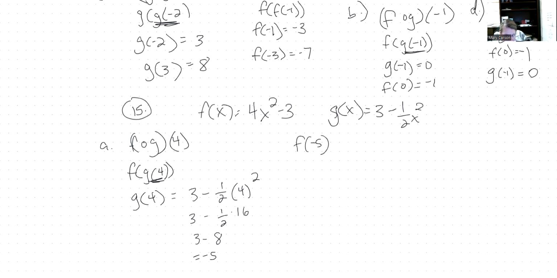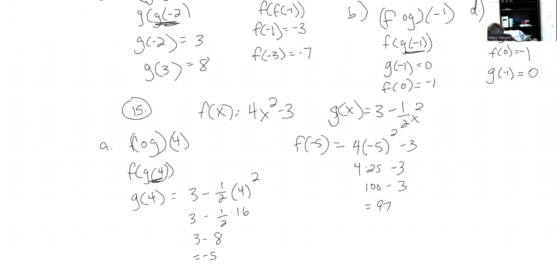So we're doing f now, and we plug in -5. And so we end up with -5 squared is 25, times 4, minus 3. That's 100 minus 3, and that's going to give you 97. Okay. So that was A.